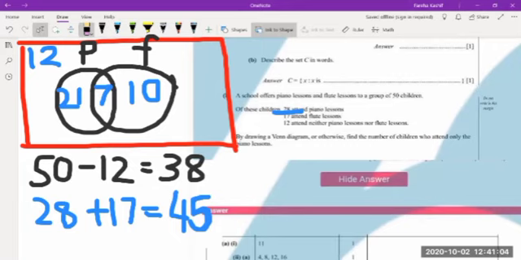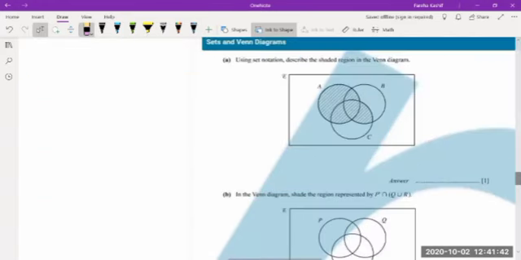What do we want to find? The number of children who attend only piano lessons. That's 21. Now the question says, using set notation, describe the shaded region in the Venn diagram. So firstly, we can see that the whole set A is colored. So the whole set A is there. We need to describe this. Then along with that, there is some part of B and some part of C. What part of B? The part that is intersecting with B. So A intersection.